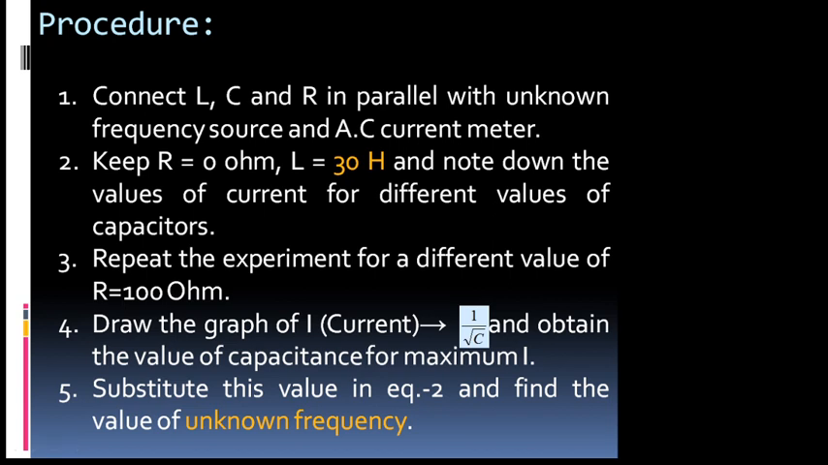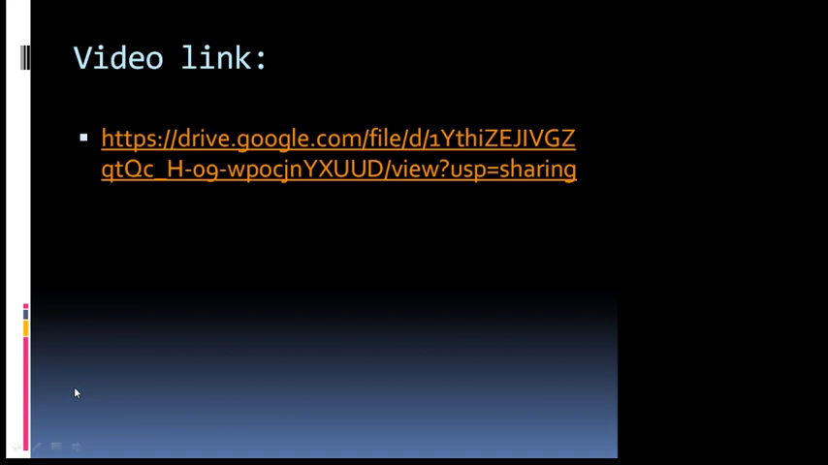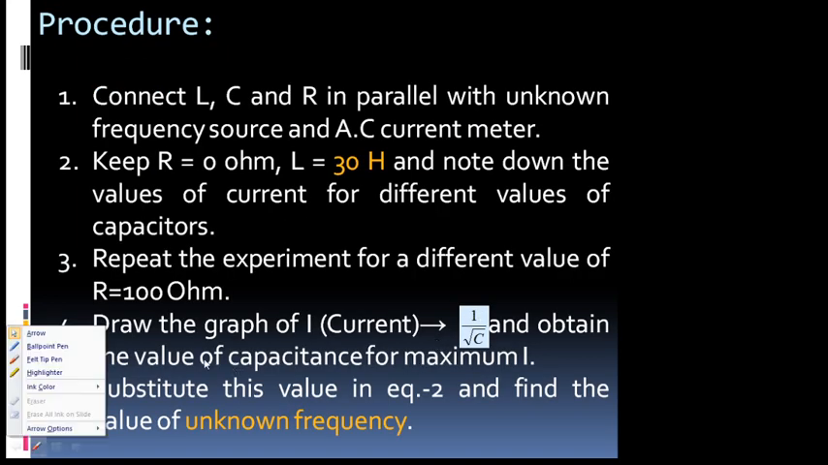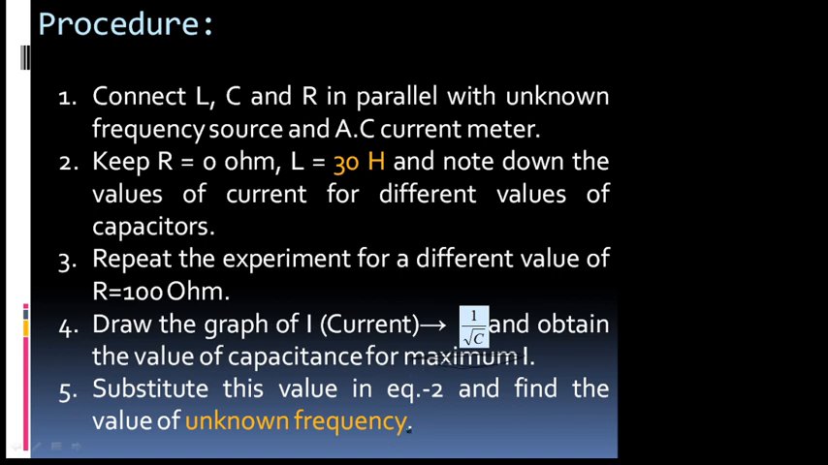Substitute this one in the equation. Remember this is not maximum, it's a mistake, it's a minimum. So the minimum value of the current.